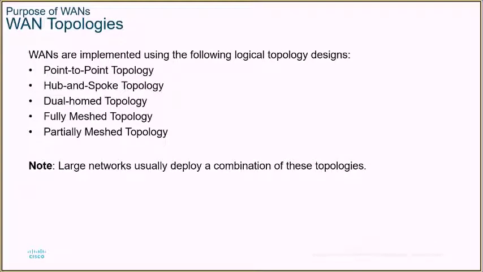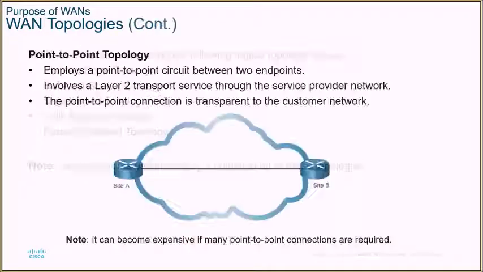WANs are implemented in the following logical topology designs. Point-to-point topology, so that's two sites joined together by one WAN link. Hub and spoke is basically a main office and a link to every branch office. There's dual-homed topology, there's full mesh topology, and there's partial mesh topology. Large networks usually deploy a combination of these topologies.